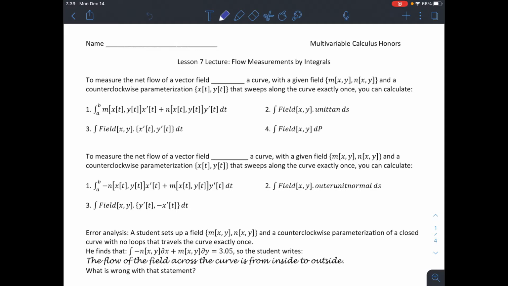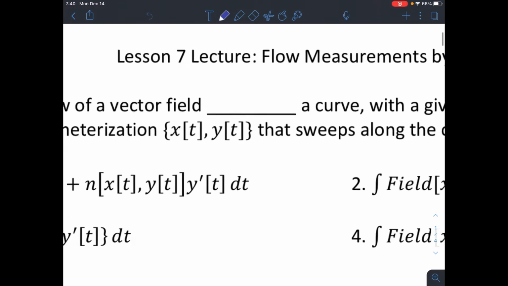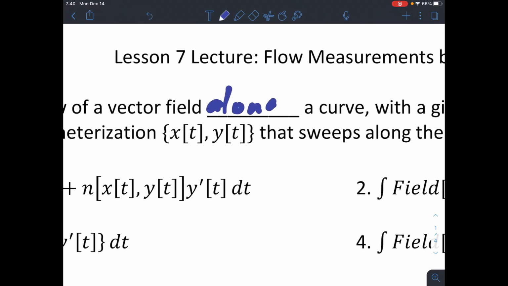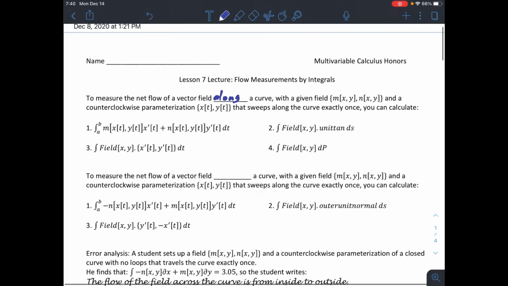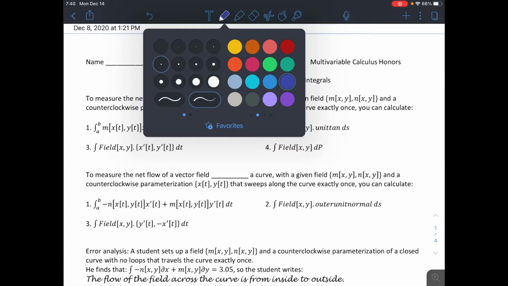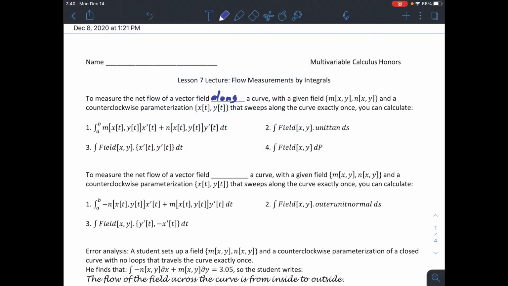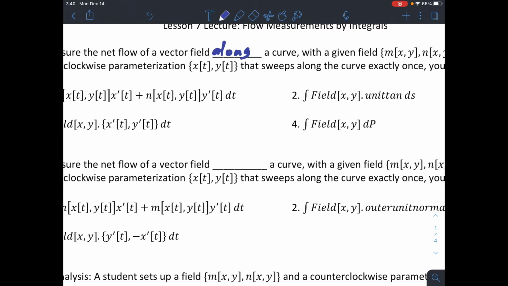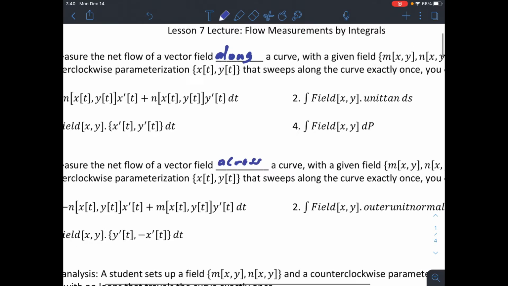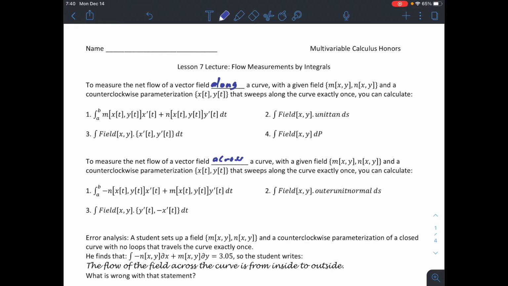All right, so we learned a lot of different integrals this year, and in this chapter we learned about what they mean with flow along and flow across. The first four integrals all measure the net flow of a vector field along a curve, as long as, of course, the parameterization is counterclockwise. The next three integrals all measure the net flow of a vector field across a curve. Again, making sure that the parameterization is counterclockwise.